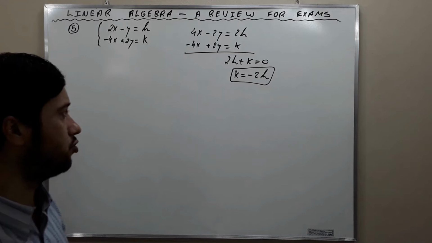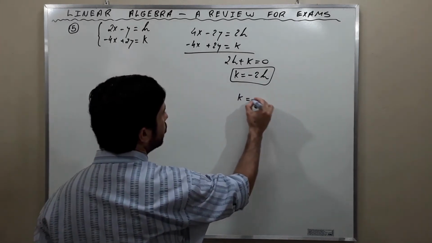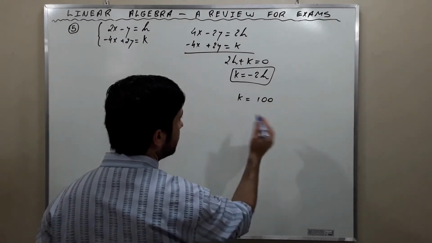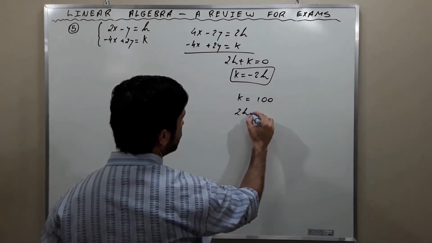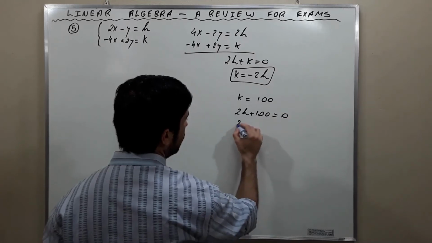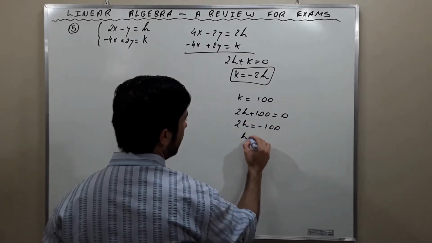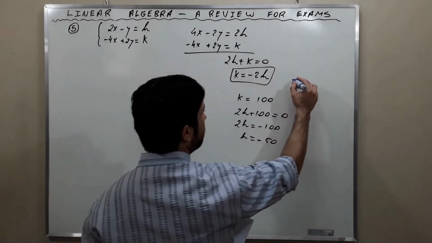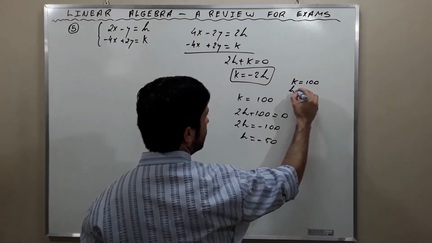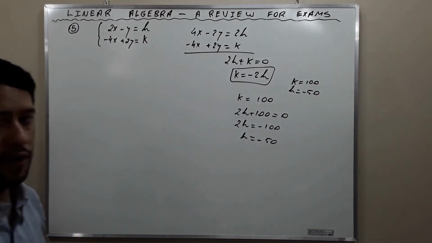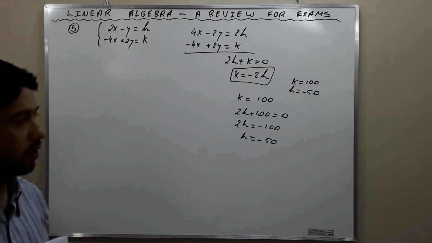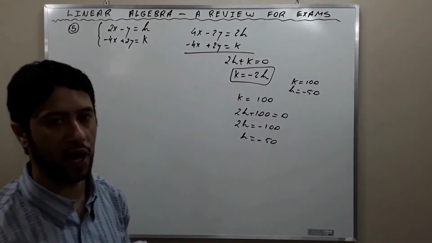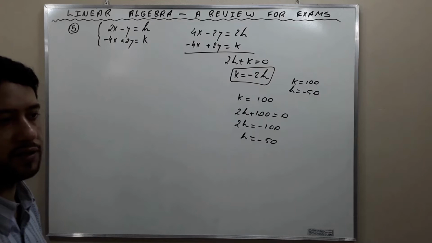Let's choose any. For example, if k is equal to 100, then 2h plus 100 is equal to 0. 2h is equal to negative 100, h is equal to negative 50. Then if k is equal to 100 and h is equal to negative 50, then this system will be consistent. Okay? You can choose any kind of value provided that k is equal to negative 2h. Alright, this is all for exercise number 5.